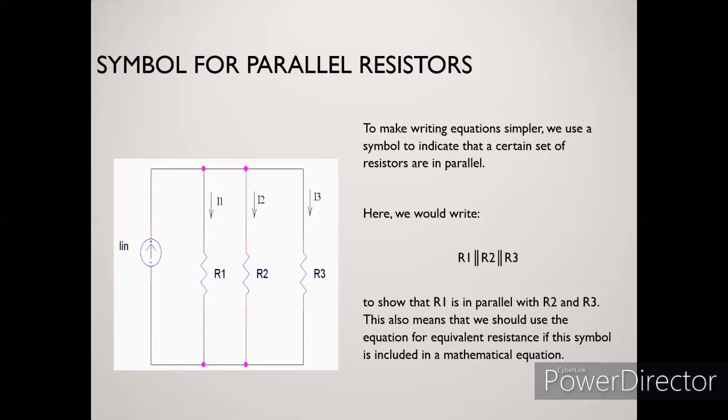Before we move on to current division, you must know the symbol for parallel resistors. To make writing simpler, we use a symbol to indicate that a certain set of resistors are in parallel. Here we could write R1 double bar R2 double bar R3 to show that R1, R2 and R3 are in parallel.